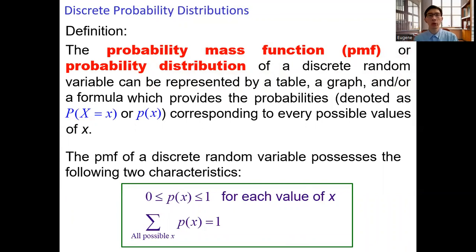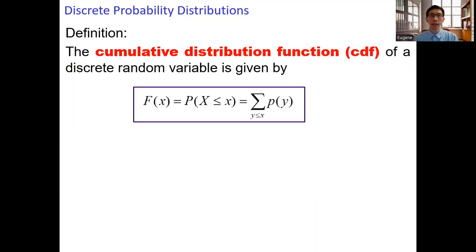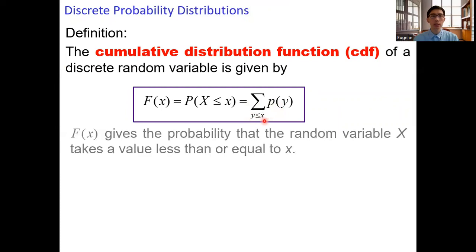Let's move on to the definition of the CDF, the cumulative distribution function. The CDF of a discrete random variable is given by big F of x. By definition, it is equal to the probability of the random variable X less than or equal to a particular value, small x. This is equal to the summation of all values of P of y, where the value of y is less than or equal to x. The CDF of x gives the probability that the random variable X takes a value less than or equal to x.